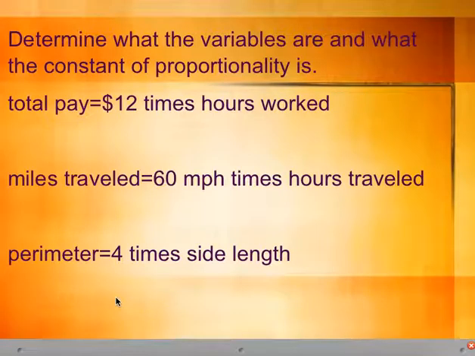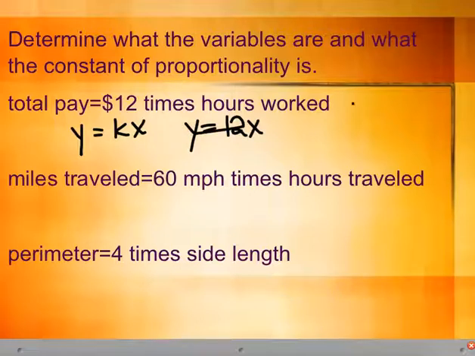So if we look at some of these and try to write some equations for them, if we have something like total pay equals $12 times the hours worked, we would say, well, the hours worked is independent from anything, but the total pay is dependent on how many hours I worked. And 12, it seems, is constant. So we could actually show this as y equals kx. Our y is what typically shows our dependent variable, and x is independent. In this case we have y equals 12x.